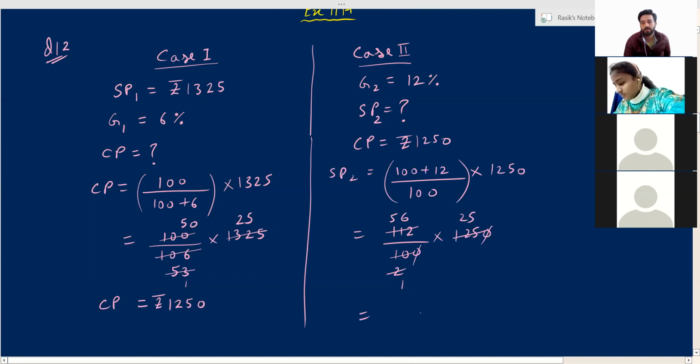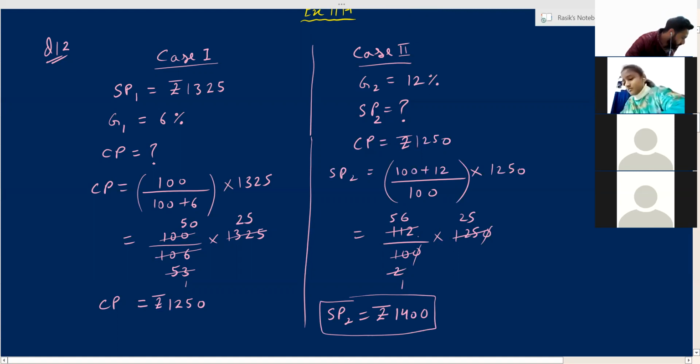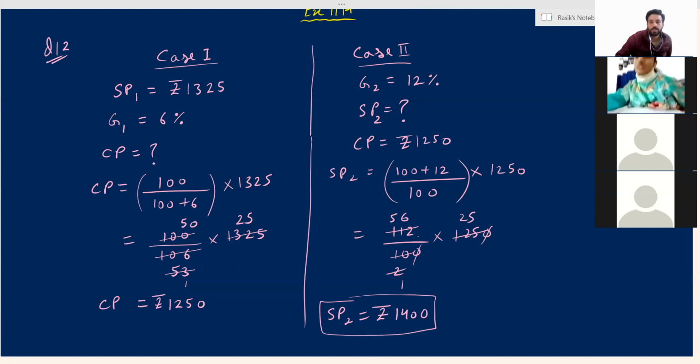56 into 25. 25 into 6 is 150. 15 plus 125, 140. Rupees 1400. This should be the selling price. If he would have sold the calculator for rupees 1400, then he would have gained 12%.